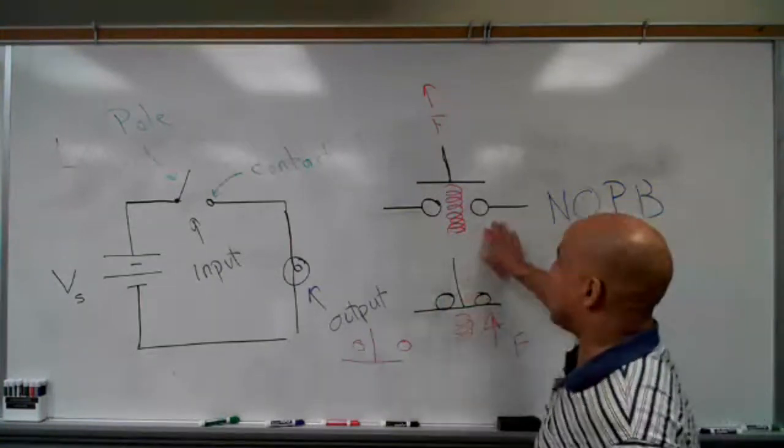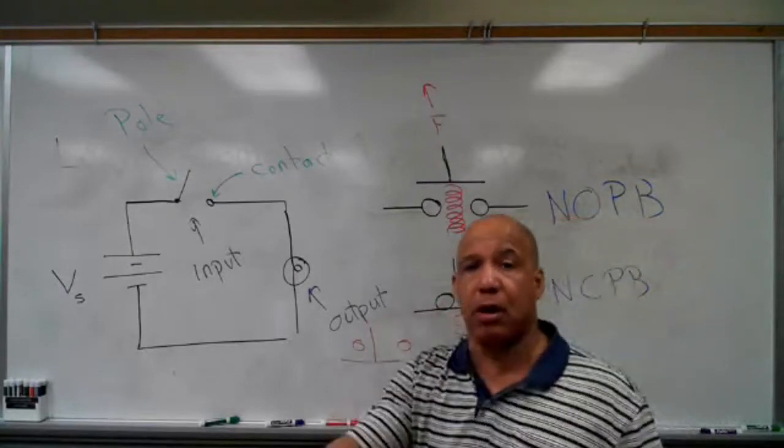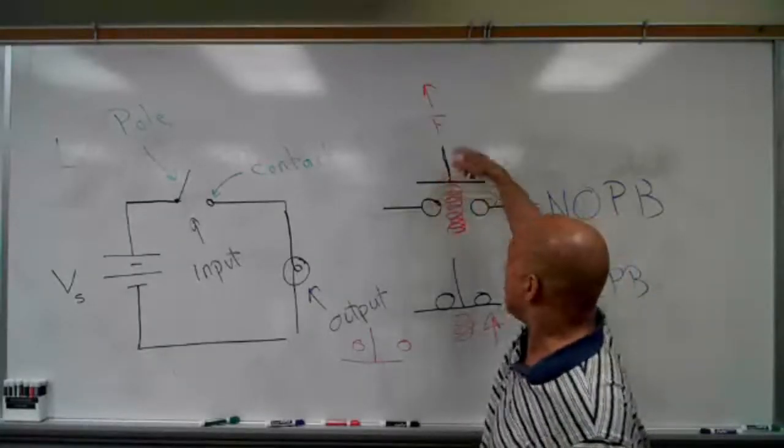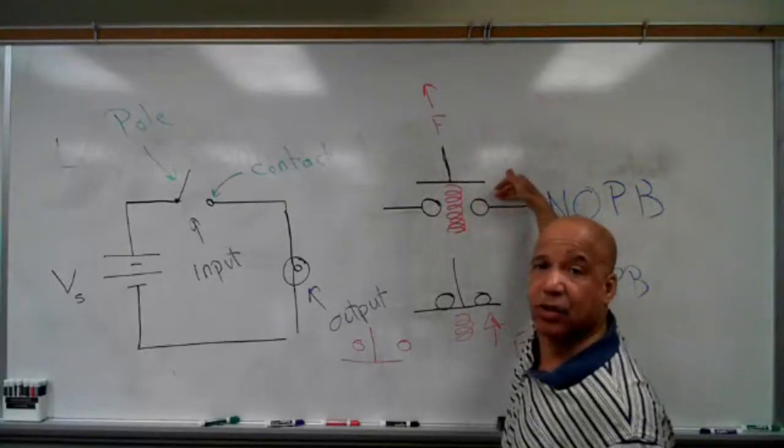So an example of this would be like a doorbell. You go to the door, you push the button on the doorbell, and as long as the button is pushed, the doorbell will ring. But as soon as you release it, that spring is going to separate the contacts and the pole.